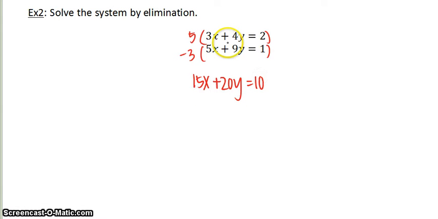Now I'm going to multiply the second one out. So -3 times 5x is -15x. -3 times 9y is a -27y. And -3 times 1 is a -3. So now I'm going to add them up.